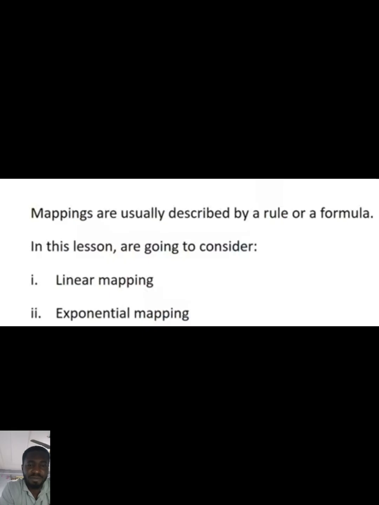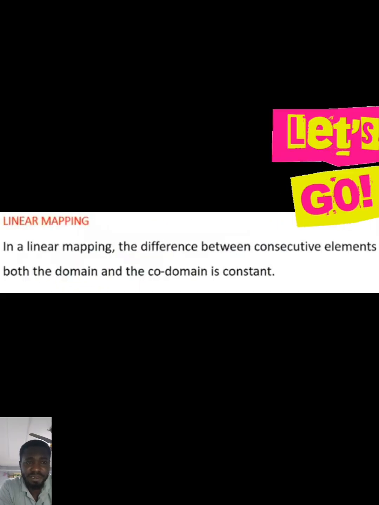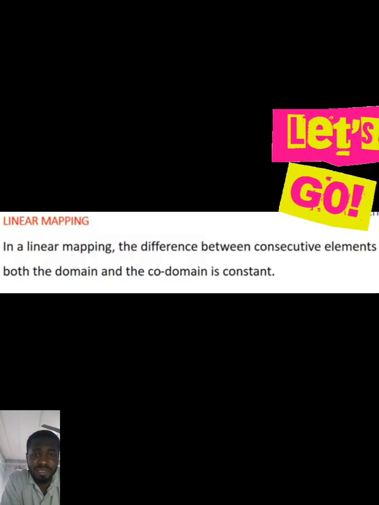Mappings are usually described by a rule or a formula. Then we'll be treating two types of mapping. The first one being linear mapping and the second one being the exponential mapping. So we are going to use rules to find out the relationship between two sets. In a linear mapping, the difference between the consecutive elements in both the domain and the codomain is constant. So the difference will be constant throughout. And the rule for a linear mapping is the same as the equation of a line. So the rule for a linear mapping is giving us y is equal to mx plus c.